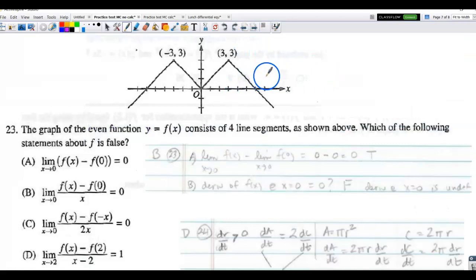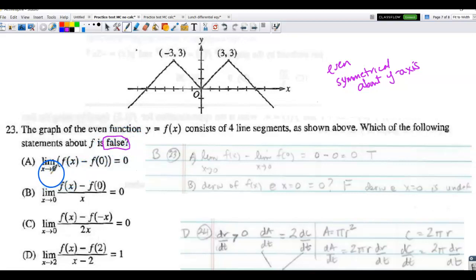In number 23, the graph of the even function. Remember, even means symmetrical about the y-axis, which means the graph folds over the y-axis. So you can see we have a symmetrical graph here. It consists of 4 line segments as shown in the figure. Which of the following statements about f is false? So we are looking for the false statement.